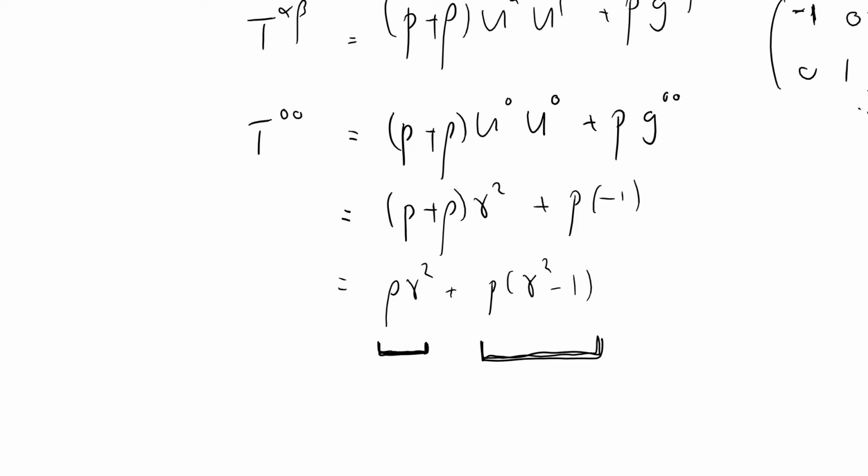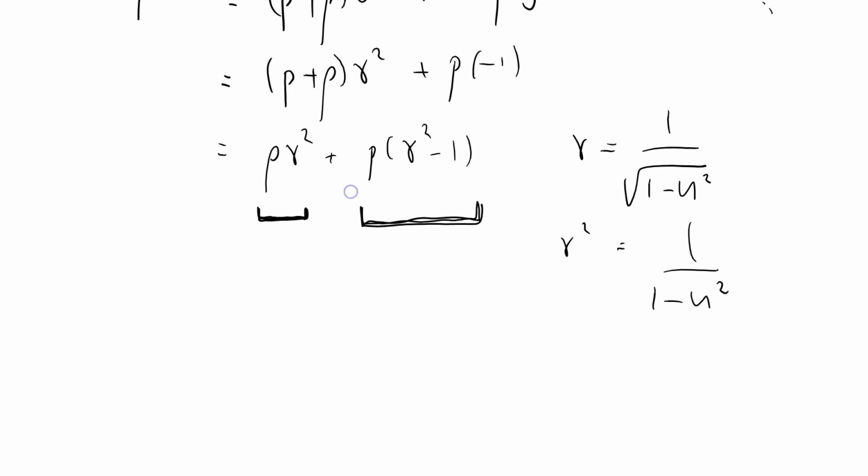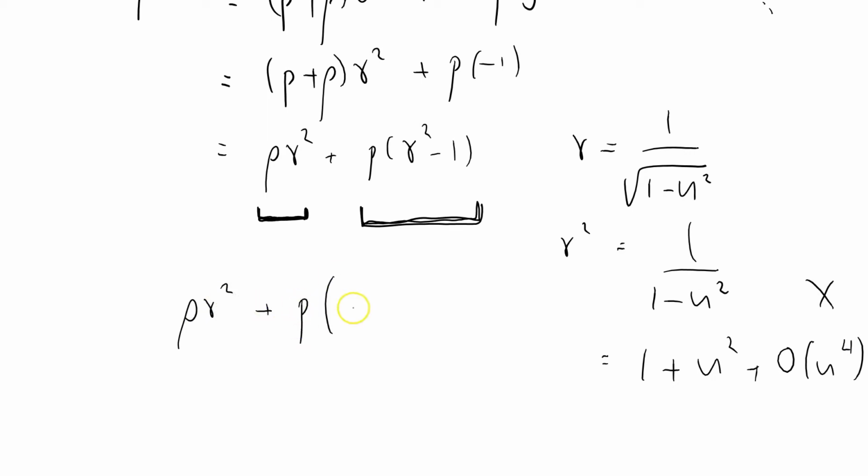Well, let's evaluate it. So gamma equals 1 over root 1 minus u squared. So gamma squared is 1 over 1 minus u squared, which equals 1 plus u squared plus order u to the 4, which we can ignore. So I'll just keep that term there, and we've got rho gamma squared plus p times (1 plus u squared minus 1) plus higher order terms, I guess. Yep, equals rho gamma squared plus p u squared plus higher order terms.